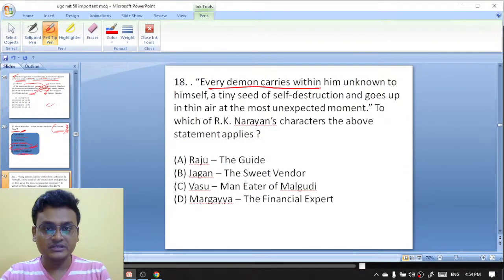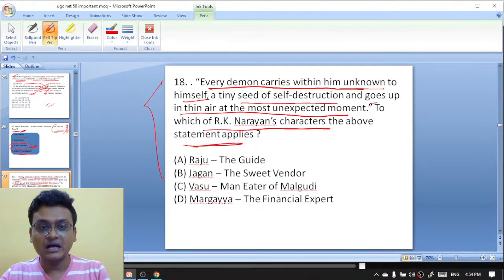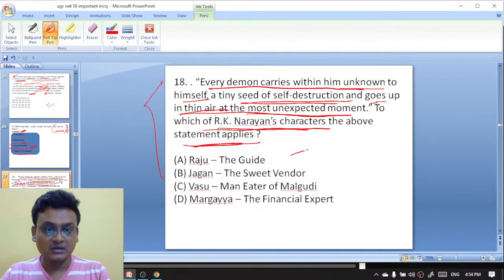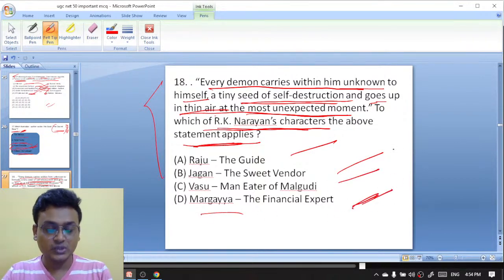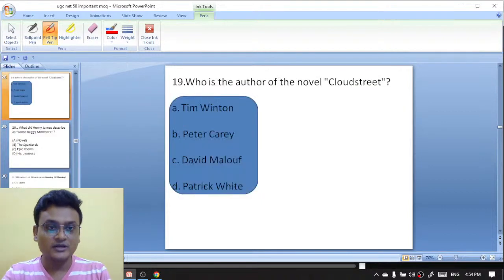Every demon carries within him, unknown to himself, a tiny seed of self-destruction and goes up in thin air at the most unexpected moment. To which of R.K. Narayan's characters does this statement apply? Raju, Jagan, Vasu of Malgudi, or the Margayya of The Financial Expert? It is actually Vasu, the Bhasmasura myth. The Bhasmasura myth appears in The Man-Eater of Malgudi by R.K. Narayan. Vasu is the right answer. C is the right answer here. Moving to question 19.